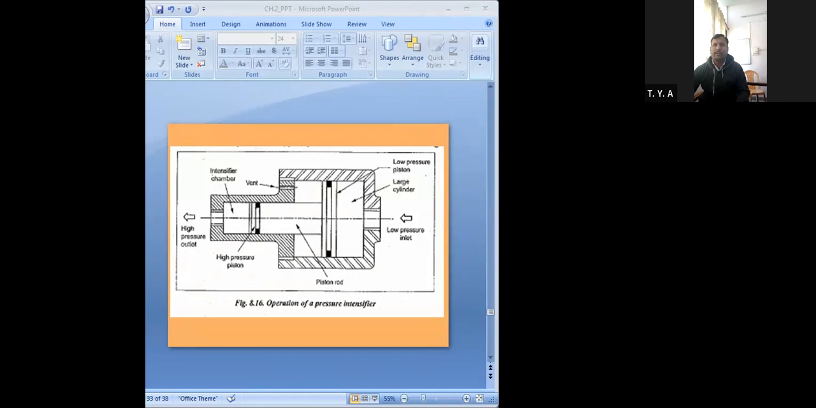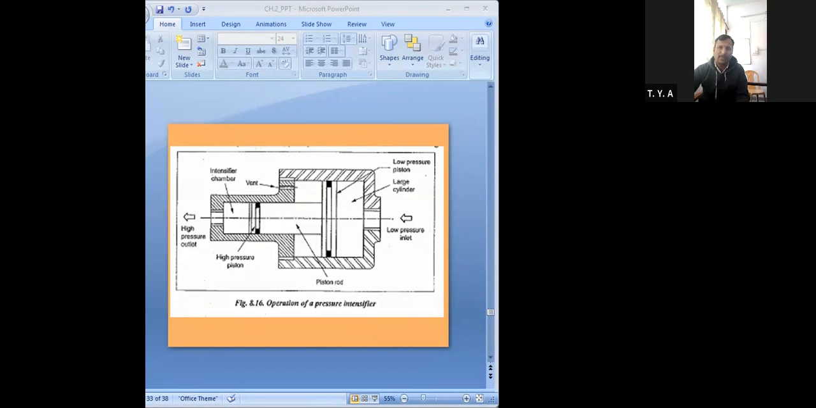The low pressure piston is here, the high pressure piston is here, and both pistons have a common piston rod. The larger piston is exposed to the pressure from the low pressure pump. Whatever fluid is provided by the pump, you take inside this intensifier unit from this port.